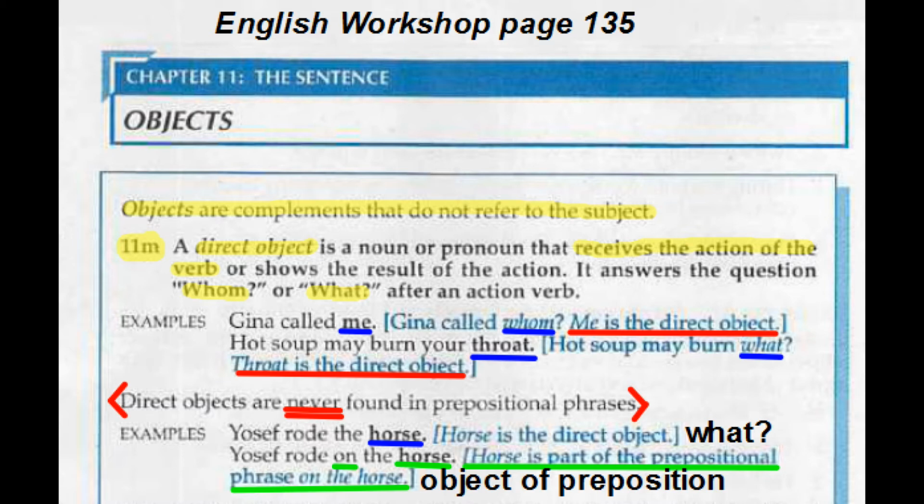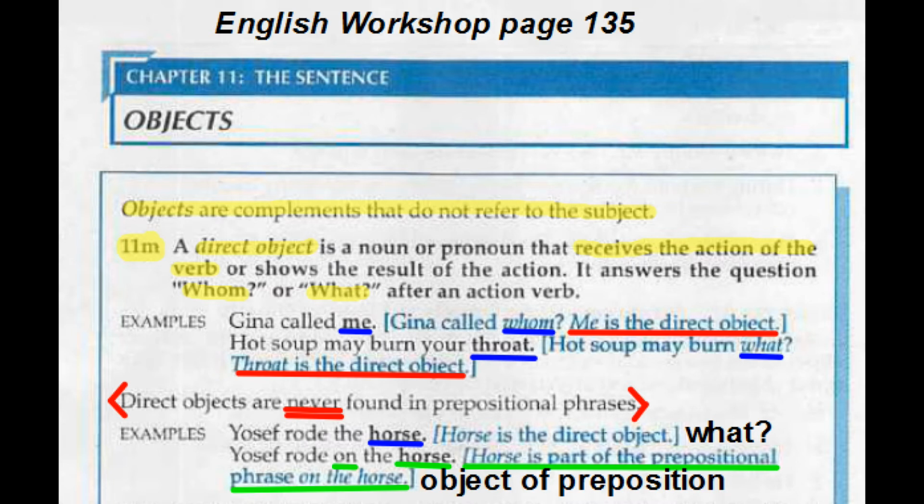Okay, examples. Gina called me. Gina called whom? And the answer would be me. That's the direct object in the sentence. Okay, please mark your sentences like I mark mine. The next example. Hot soup may burn your throat. Hot soup may burn what? And throat is the direct object. Okay, so please mark your answers just like I've marked mine.